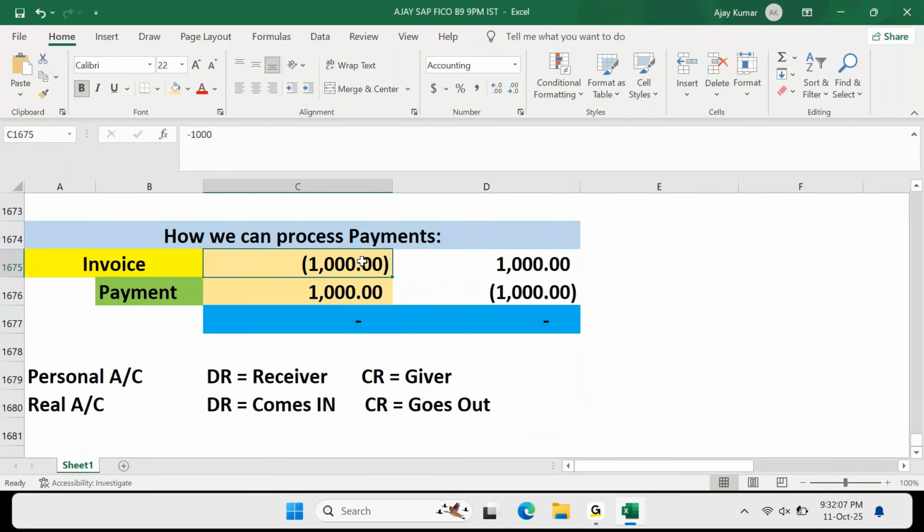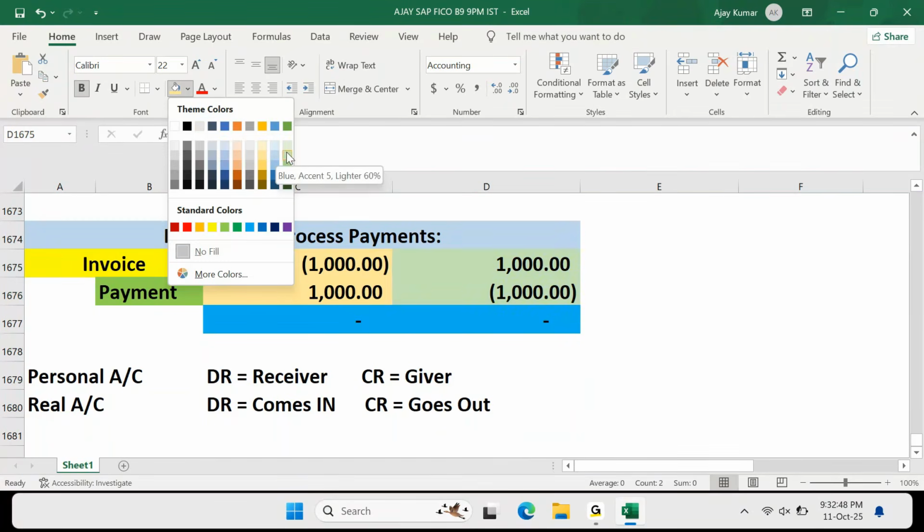It's the giver. If the invoice is negative, meaning there is a vendor. Now, when you're talking about payment, keep the vendor in your mind. Is the vendor receiving a payment or giving a payment? The vendor is receiving the payment, that is why debit the receiver. The vendor is receiving the payment, that is why debit the vendor account. Now, if you look at this one, debit invoice meaning customers.